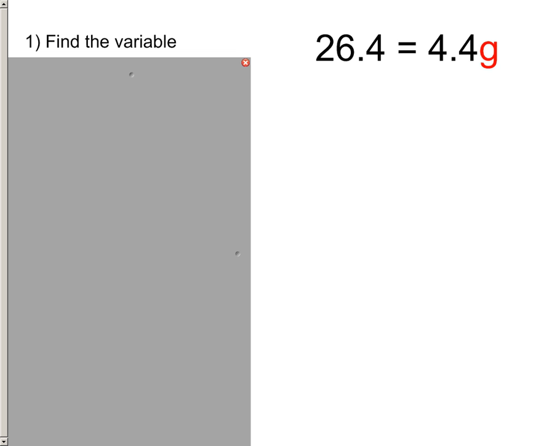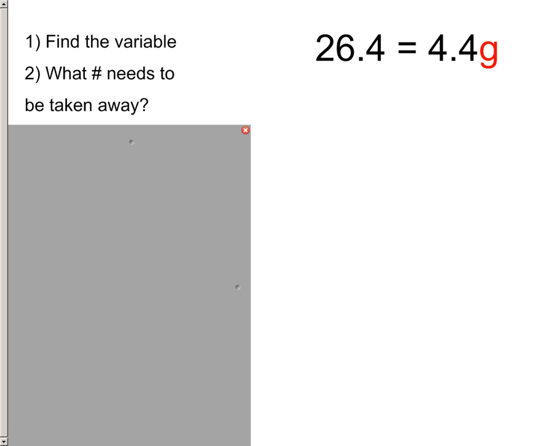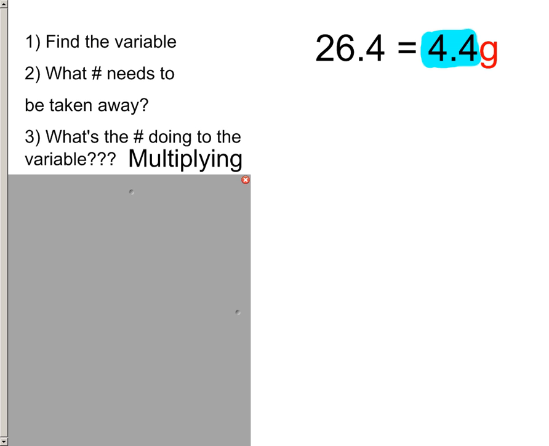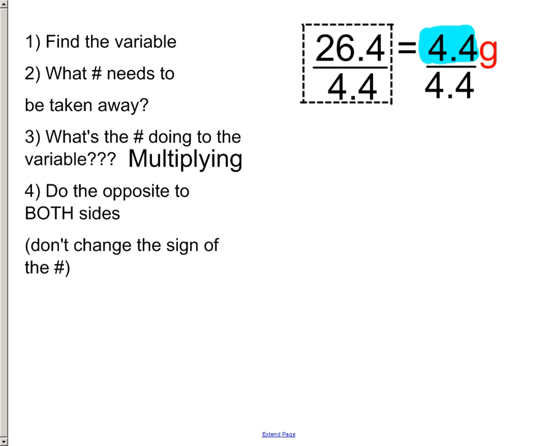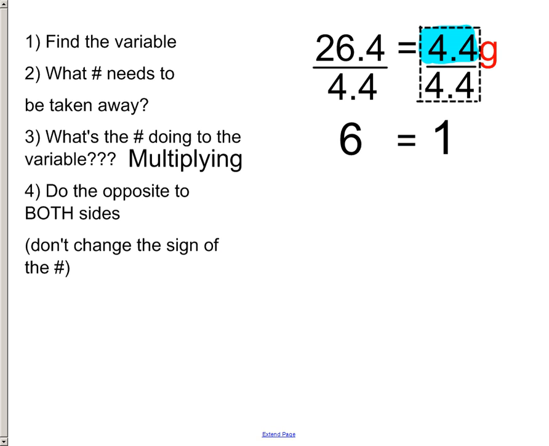Find the variable. There it is on the right side of the equation. What number needs to be taken away from it? Any numbers that are on the same side of the equation. So in this case, 4.4. Ask yourself, what's it doing to it? Well, it's multiplying, so we just need to divide. Divide 4.4 on the right side, and then divide the left side by 4.4. Let your calculator take care of the rest. And again, we don't need to write the 1g. So g works. 6 equals g, or g equals 6.